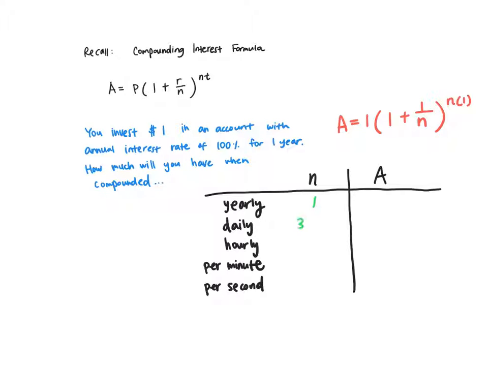If it's daily, n equals 365. If it's hourly, it's going to be 24 times 365. So if you do that in your calculator, you get 8760. And if it's per minute, you're calculating the number of minutes per year, so that's the hourly number times 60, right? And that's going to give you 525,600. And then what about per second? If things are being compounded per second in a year, you would multiply the per minute number by 60 again, giving you this value here.